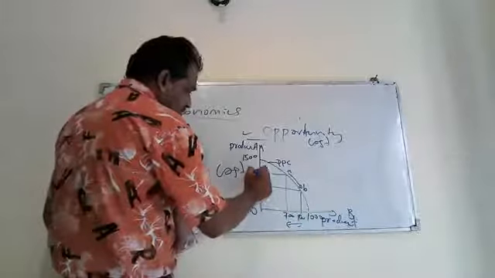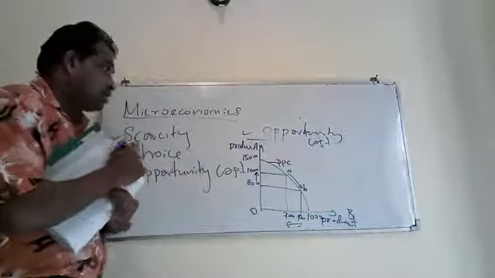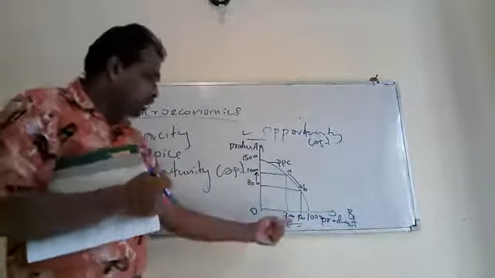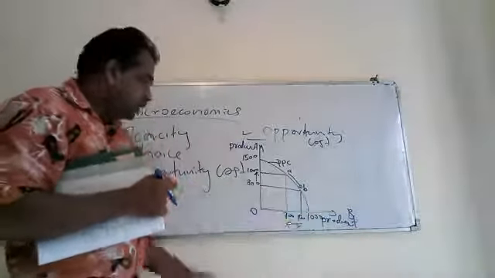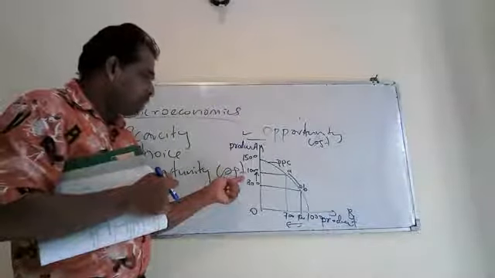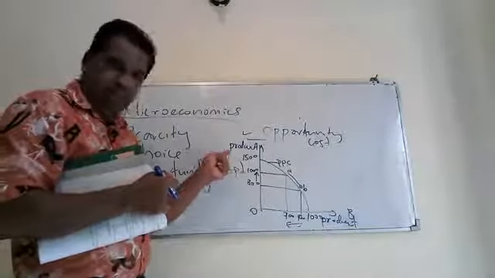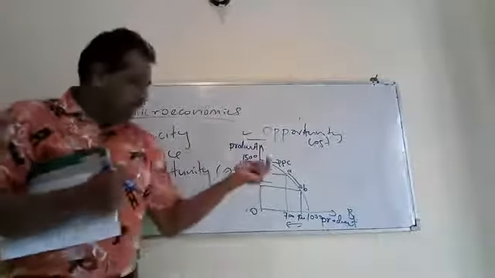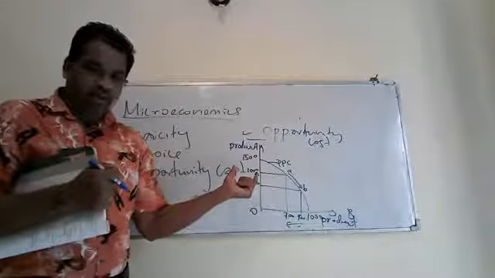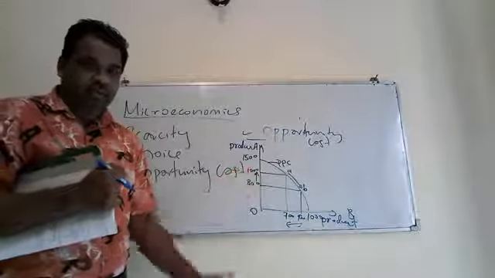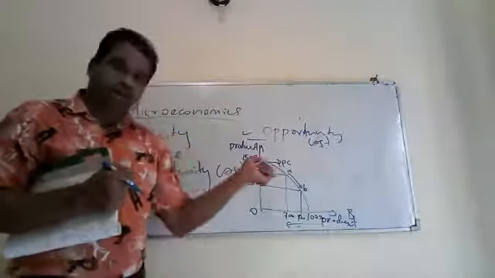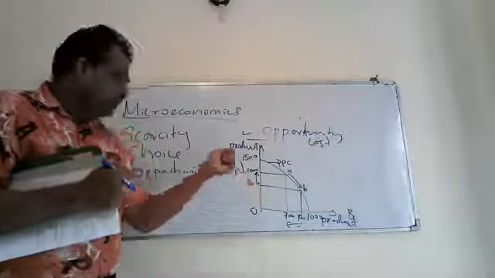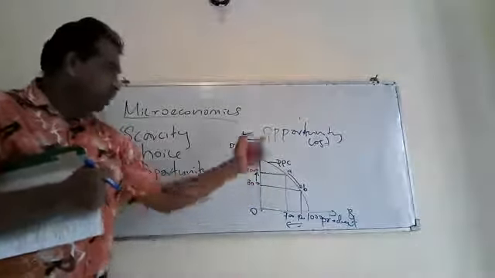If you want to increase the production of product A, then you have to sacrifice 200 units of product B. Then you can increase by another 200 of the product A. Likewise, you can explain opportunity cost two ways. Right. I think you understood in a simple manner how you can use a PPC curve to explain opportunity cost.